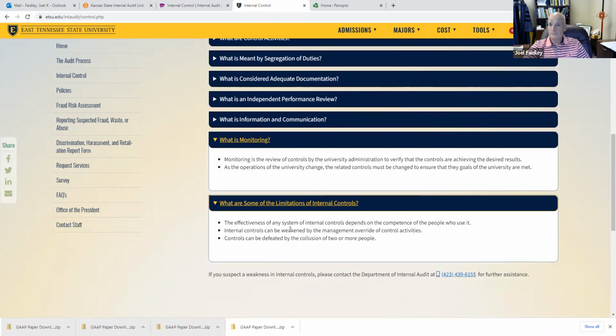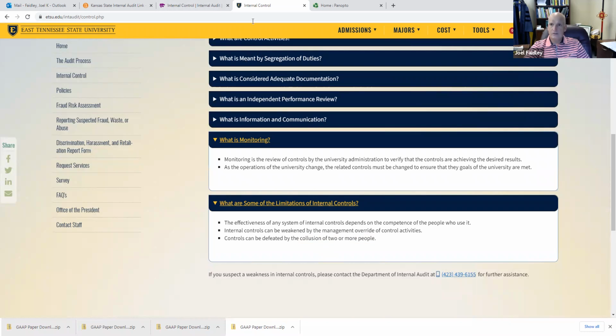Overriding of controls is a limitation. Collusion of 2 or more people, right? 2 people may keep a secret, 3 rarely can. Rule of thumb. If you've got a small organization, segregation of duties gets to be really difficult. Larger companies, you don't have that issue of segregation of functions. K-State as well.